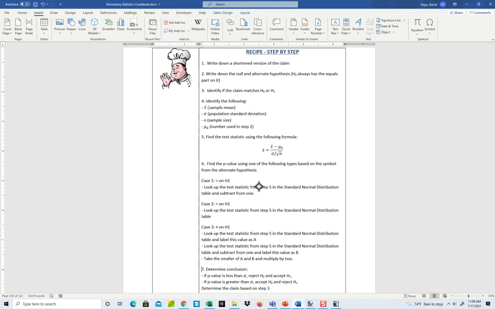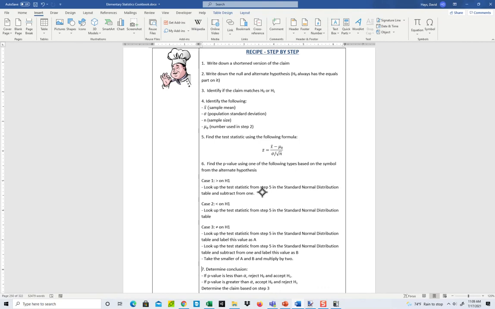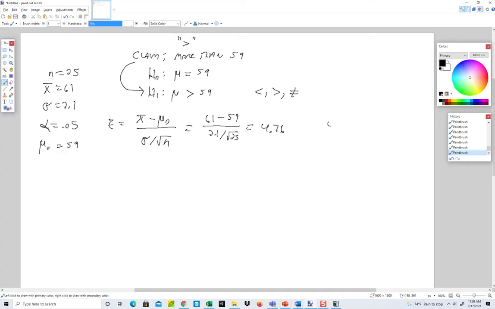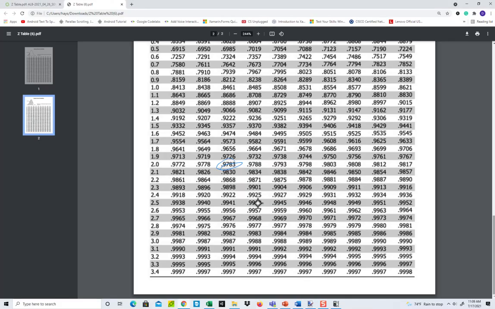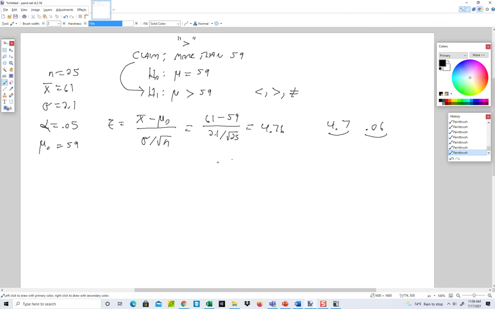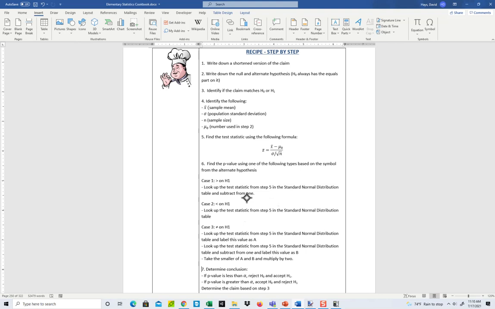Then find a p-value using one of the following types. This is a greater than on H1, so we're going to use case 1. We'll look up the test statistic from step 5 in the standard normal distribution table and subtract from 1. So we're going to look up 4.7 and in our hundredths place, which is 0.06. This doesn't exist in our table, but the closest we get is 0.9998. And then it says we're going to subtract that from 1.